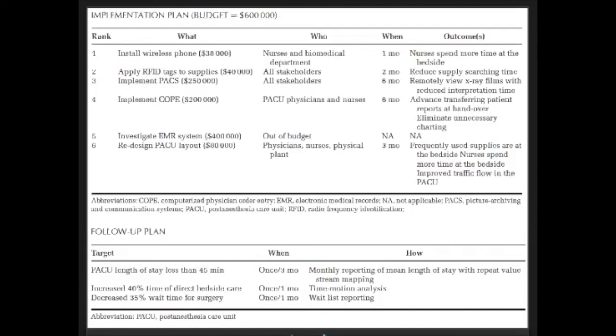That translation activity sometimes is where not a lot of care is being given, and I think that's where this particular article can give some insights as to how you translate the voice of customer into an actionable plan of action for the organization.